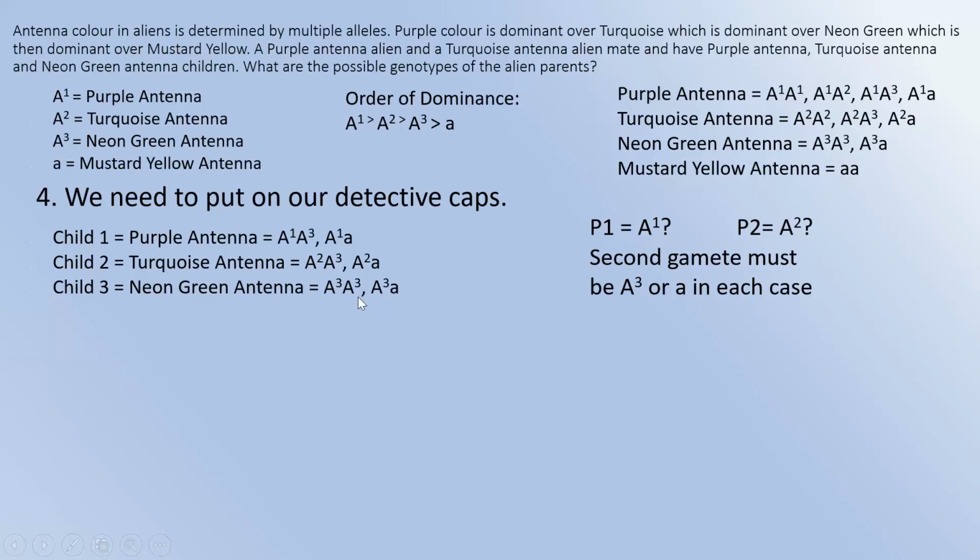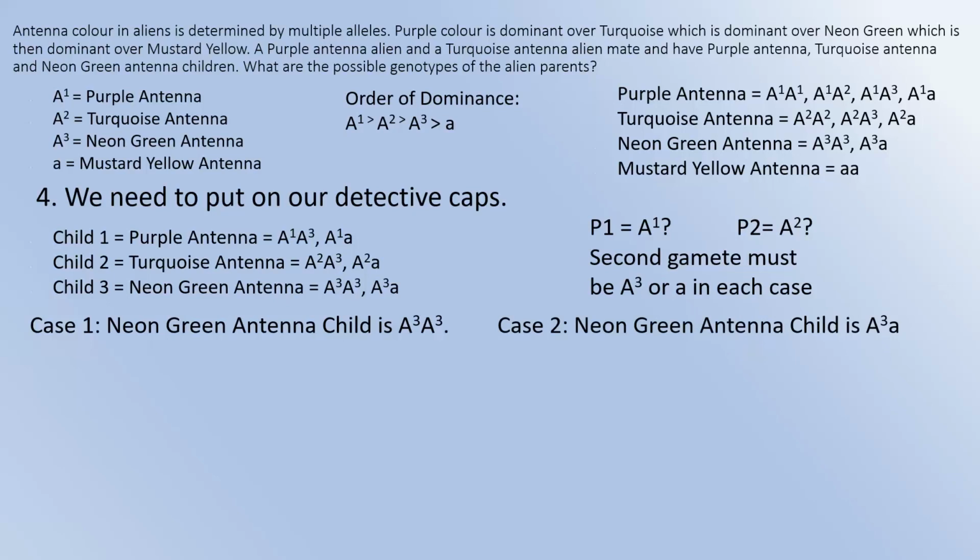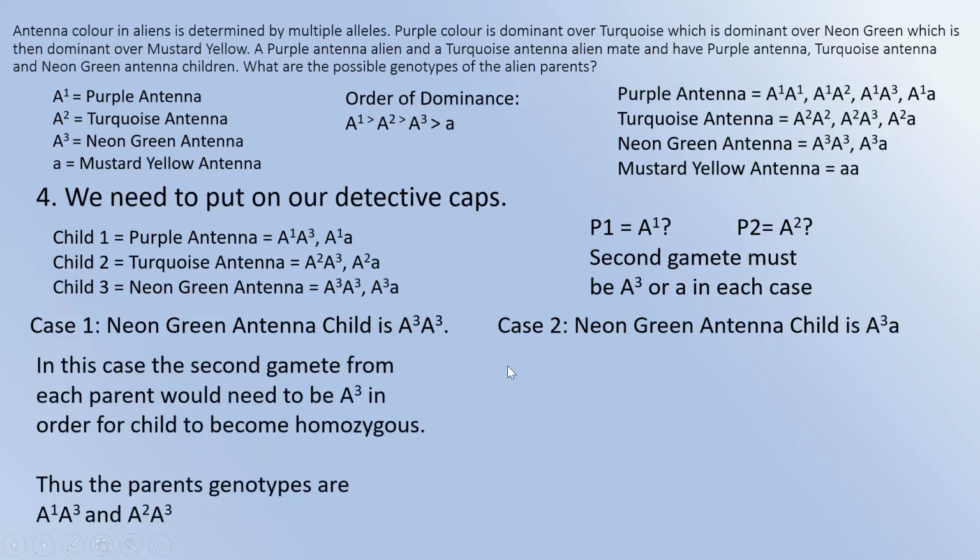But again, we're going to start from this neon green antenna and think about case 1 where the neon green antenna child is homozygous, or case 2 where the neon green antenna child is heterozygous with the recessive allele, because it can't be paired with an A2 or A1, in which case it wouldn't be neon green. So in this case, the second gamete from each parent would need to be A3 because it's getting two A3s. And then the parent's genotypes would have to be the A1 and an A3, and the A2 and an A3. So in this case, the parent genotypes are this, and that's the only possible way.